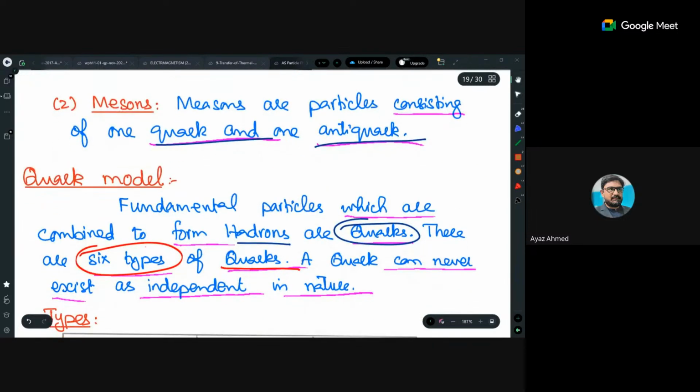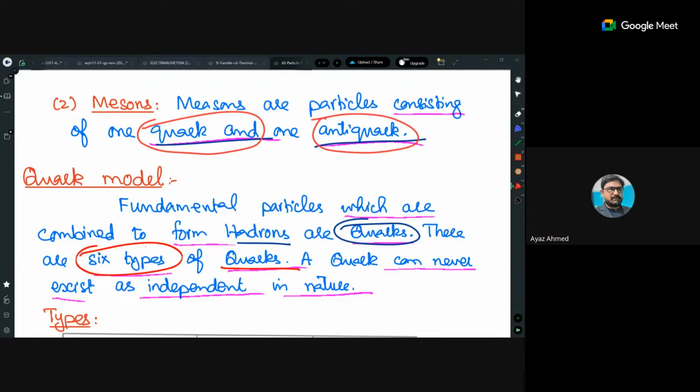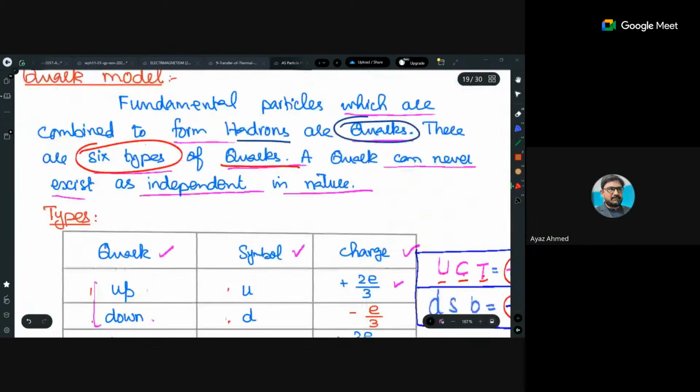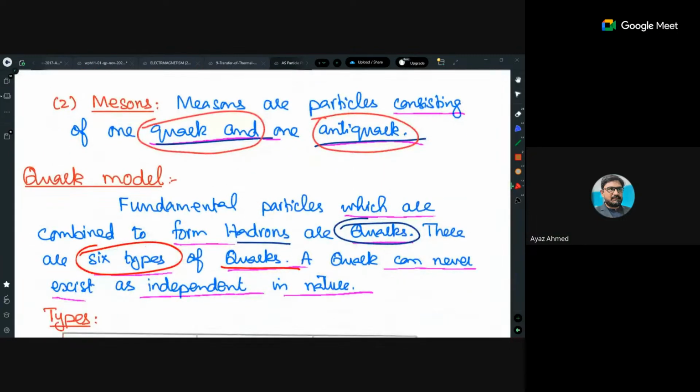Then the second type of hadrons is mesons. Mesons are particles which consist of one quark and one antiquark. Remember, this is very important: there is a quark and an antiquark. I will let you know what quarks and antiquarks are. That is not a big deal. So a quark and an antiquark is the composition of a meson. Meson. Will you remember that word?